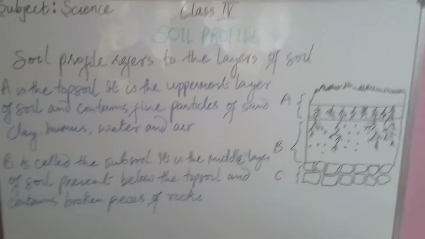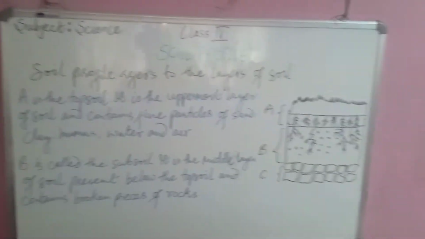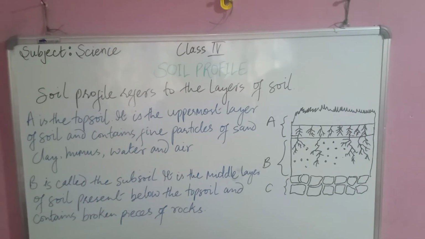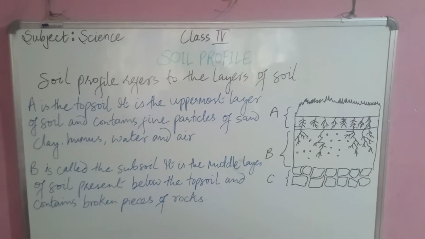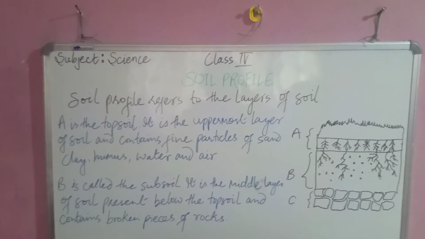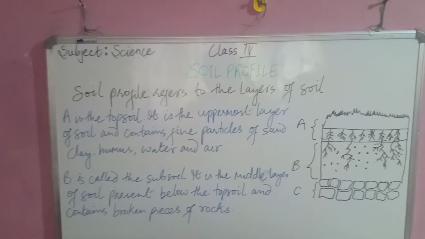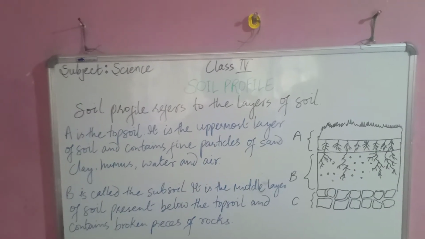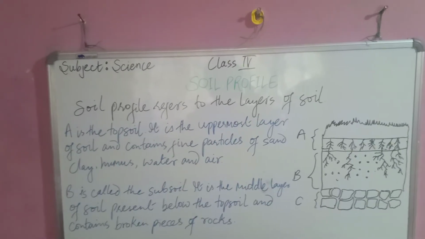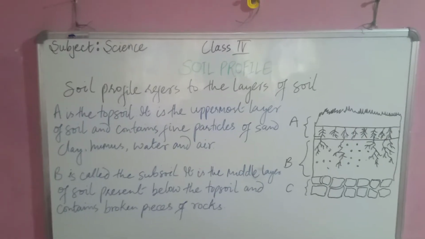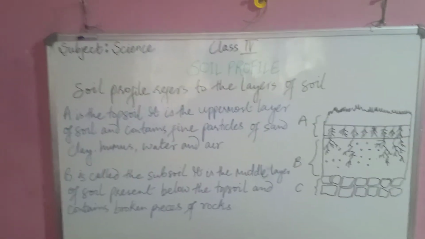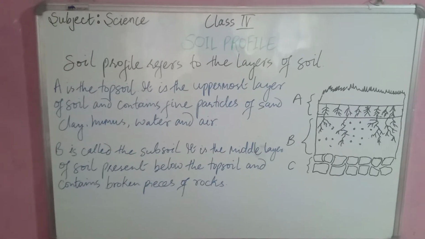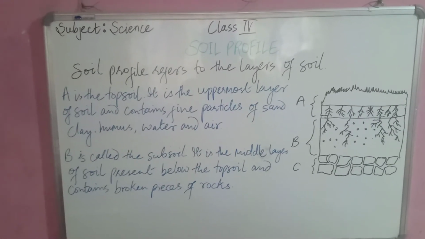Moving on. The next topic is soil profile. Soil profile refers to the layers of soil in the picture. These layers have been named A, B and C, as you can see in your textbook. The A layer is the topsoil, the uppermost layer of soil, and contains fine particles of sand, clay and humus, water and air. So this is the topmost layer of soil, which contains fine particles and many other things.